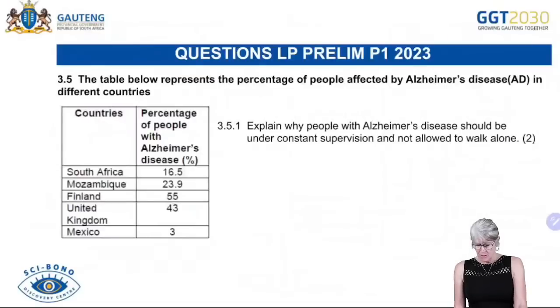Okay, all right, so let's have a look at some questions. This is a question from a prelim paper from Limpopo for this year. And what they have here, they say the table below represents the percentage of people affected by Alzheimer's disease, or they say AD, in different countries. Now remember, Alzheimer's is the degeneration of the nervous system.